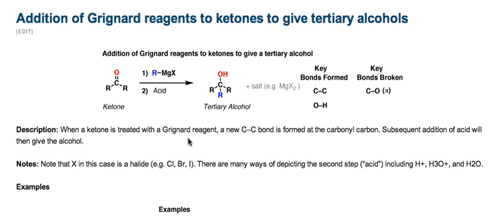There are many ways of showing how the second quench step occurs. For the acid, it's very common to write either H plus or H3O plus or water. All of them perform the same purpose. Essentially, as you'll see later when we go through the mechanism, we're just adding a proton to the oxygen at the end to give a neutral alcohol product. So let's look at a couple of examples of this reaction.